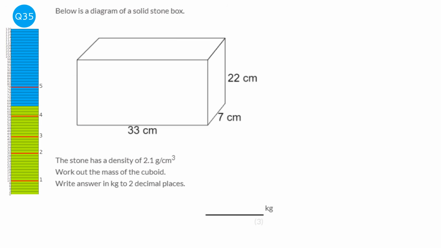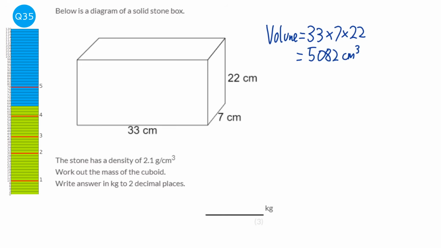To work out the mass, we will need to find the density and the volume. Density is given to us in the question, but volume isn't, so we need to work out what the volume of this cuboid is. So the volume is just the 33 times the 7 times the 22. So that would be 5,082, and that would be centimeters cubed.